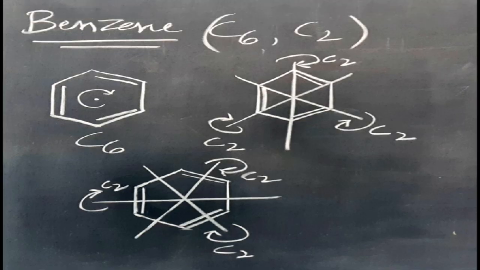Check the next example, it's a case of benzene. In case of benzene, there are 2 symmetry elements in terms of proper axis associated with it. One is C6 and the other is C2. Let us try to find this out.